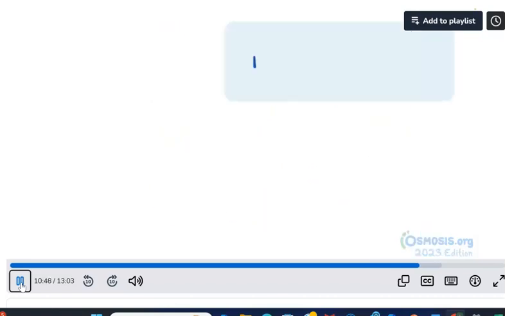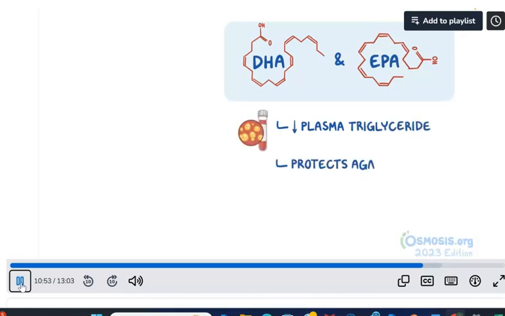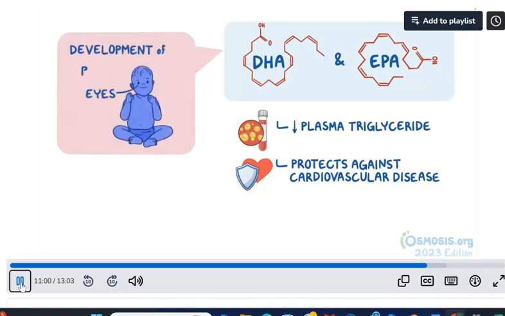Long-chain omega-3 fatty acids like DHA and EPA can both help to lower plasma triglyceride levels, which also protects against cardiovascular disease. Finally, DHA is important in the development of eyes and brains of young infants.